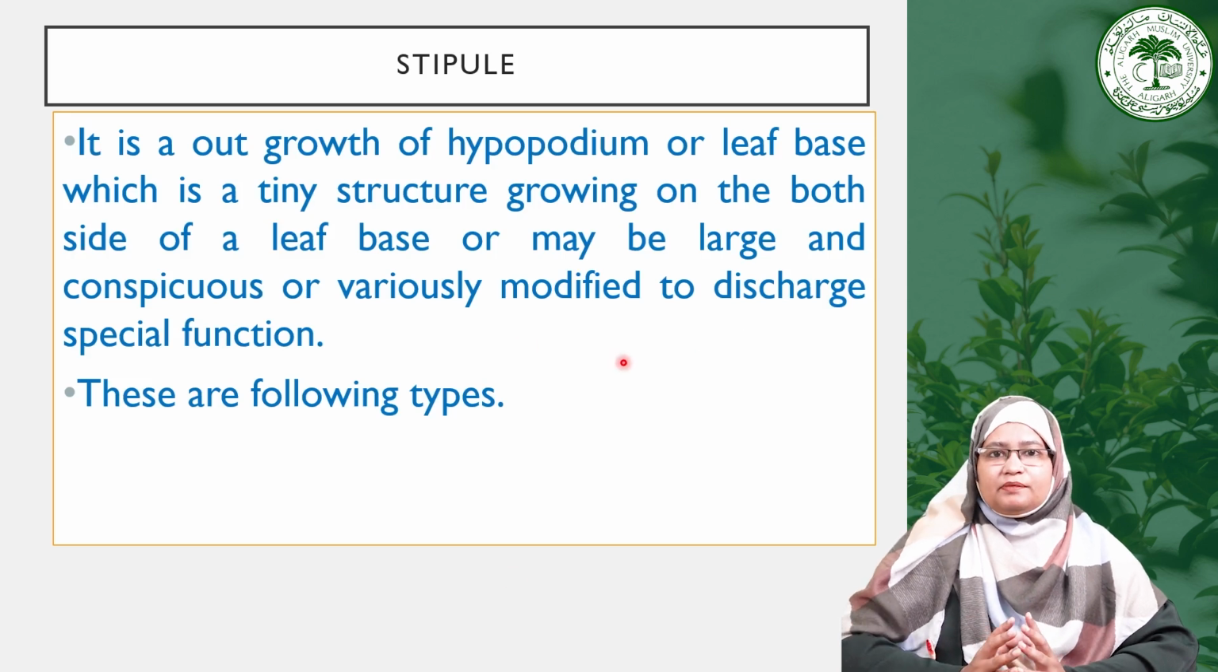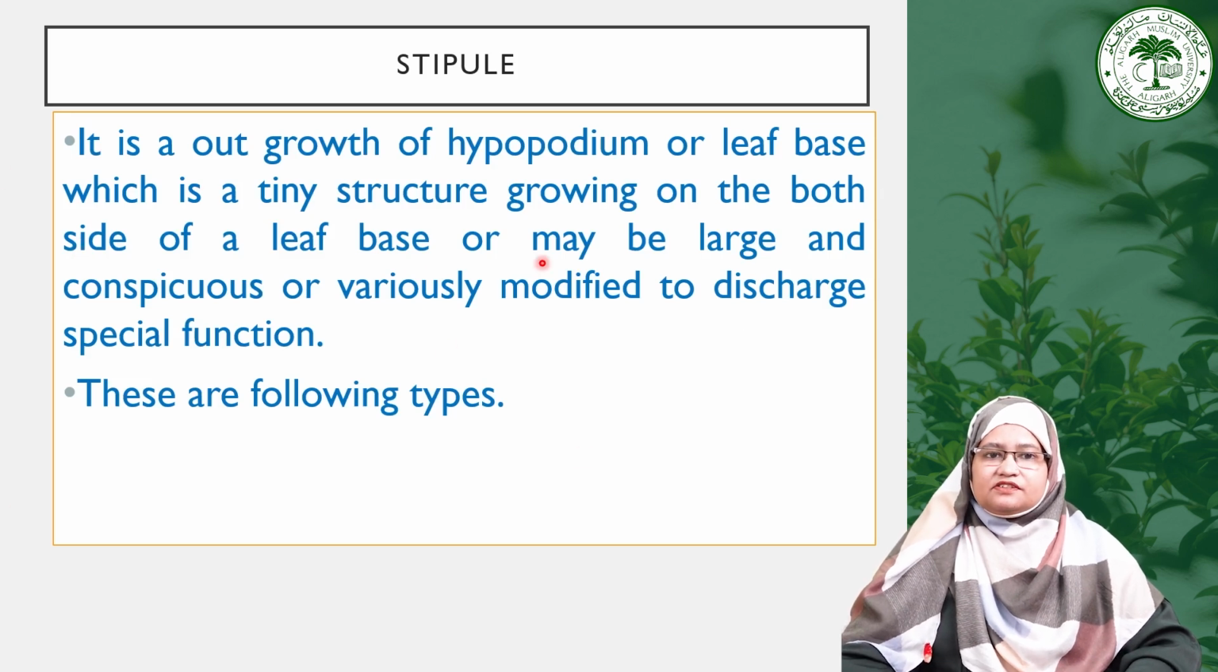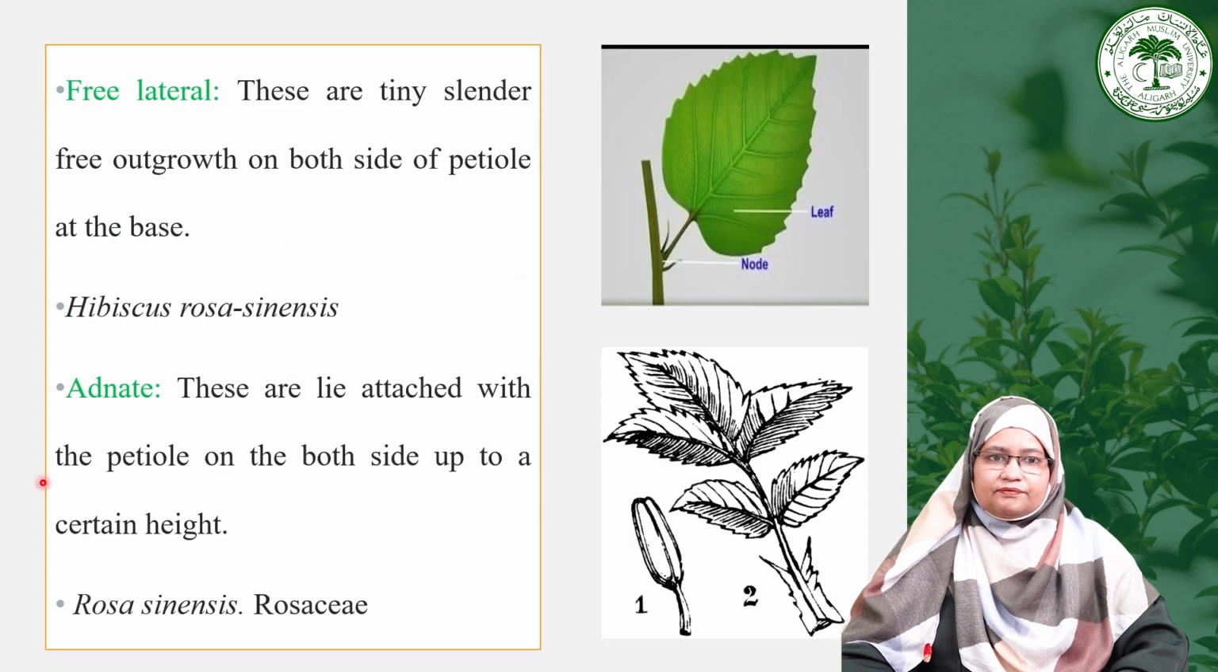Then the third part of the leaf is the stipule. As I have told you, the stipule is an outgrowth at the base of the leaf, called the hypopodium, which generally grows on both sides of the leaf base, or may be large and conspicuous in some cases, or modified to discharge special functions. Generally stipules are free lateral, as you can see here in Hibiscus rosa-sinensis. These are the free lateral type of stipules.